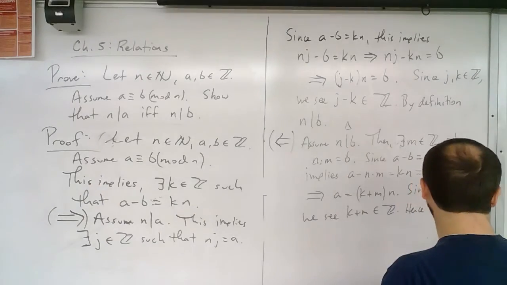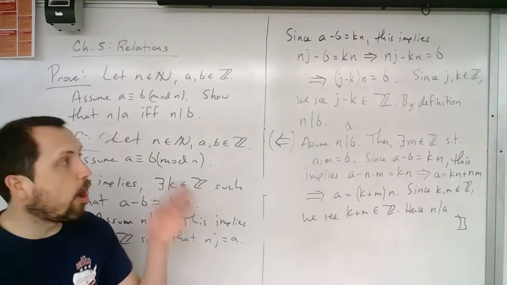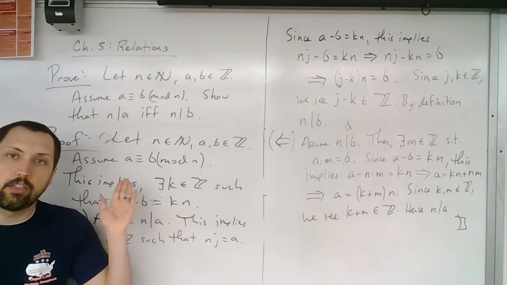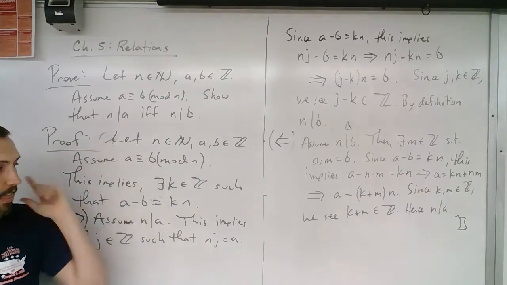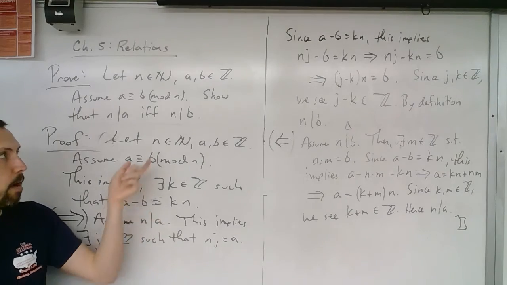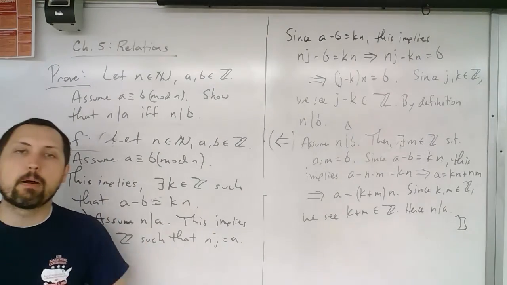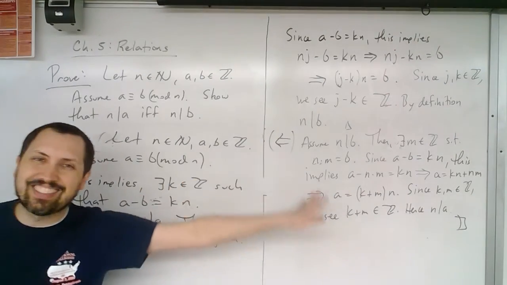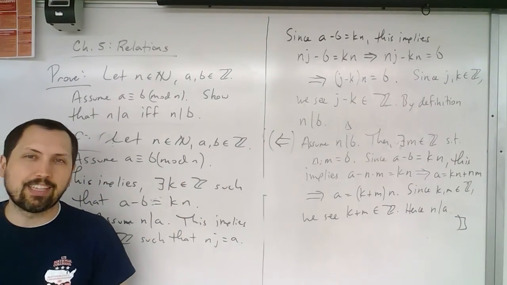So basically, the heart of the proof is having you be able to just use this definition of congruence and then making sure that you have the proper definition of divides and remembering how to do the if and only if proof. But once you have this first part, the second part here is pretty much the same exact thing.